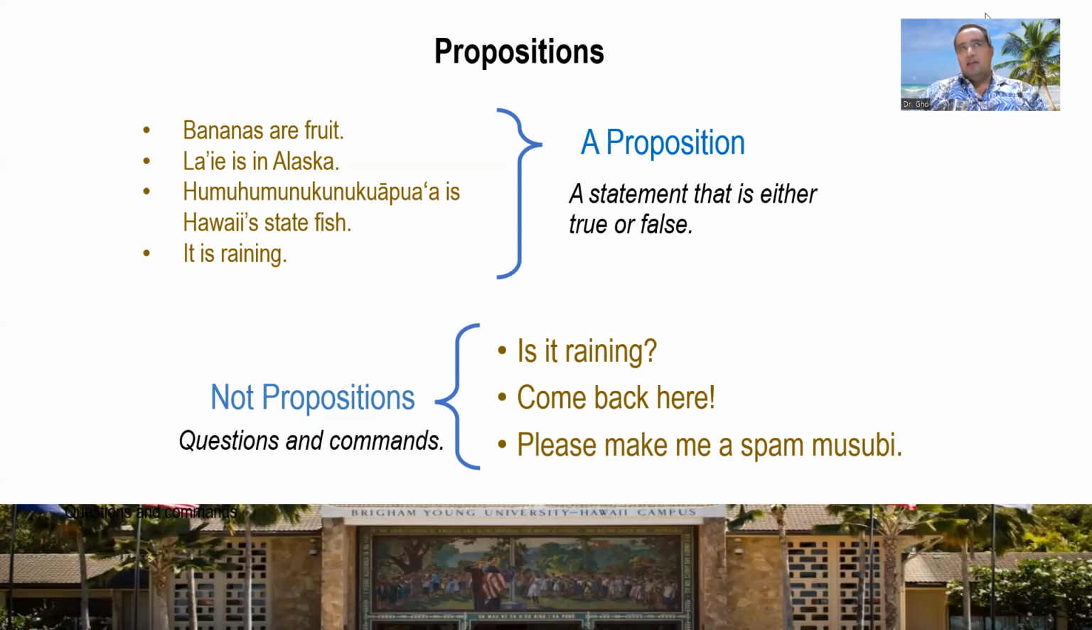We can test that. Another one, it is raining. Because like the other statements, it's either true or false. It's something that we can evaluate. Things that are not propositions include things like questions and commands. Is it raining? That's a question. You can't really say true or false. You answer that with a proposition by saying it is raining, but a question itself is not a proposition.